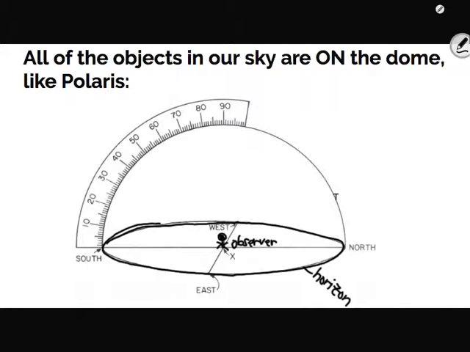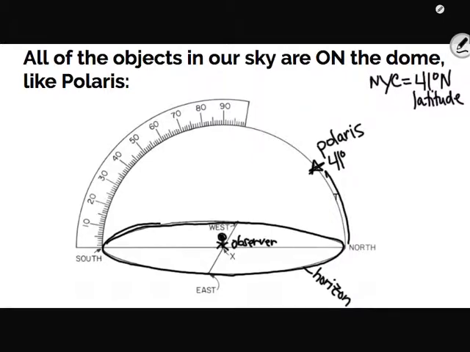So for example, the North Star, Polaris, we know that in New York City we are at 41 degrees north latitude. So we should see Polaris in the northern part of the sky about 41 degrees above the horizon. So I'm drawing Polaris on my dome here to show that that's where we would see Polaris. This is 41 degrees above the horizon, and it's in the northern part of the sky because it's the North Star.